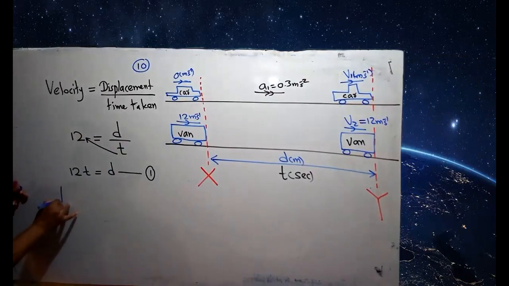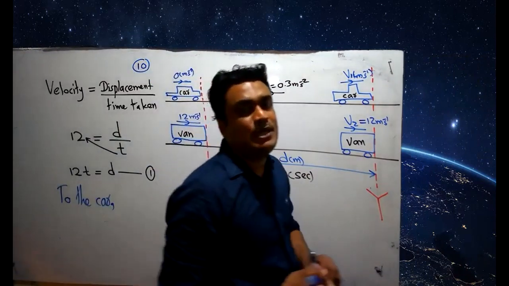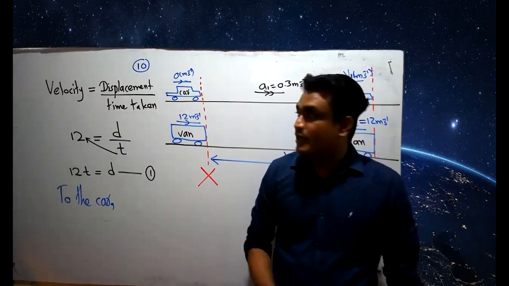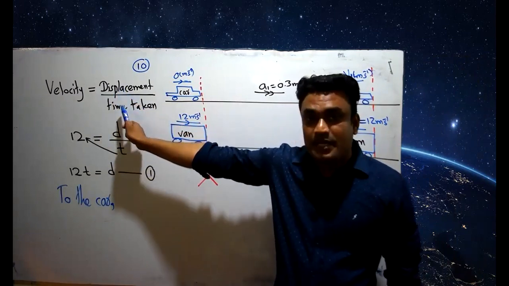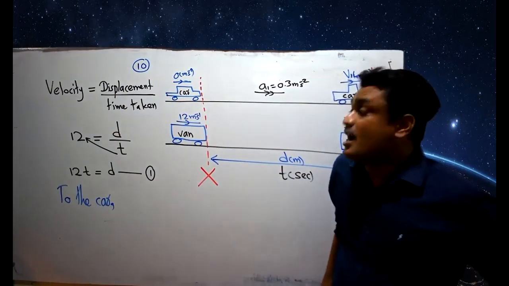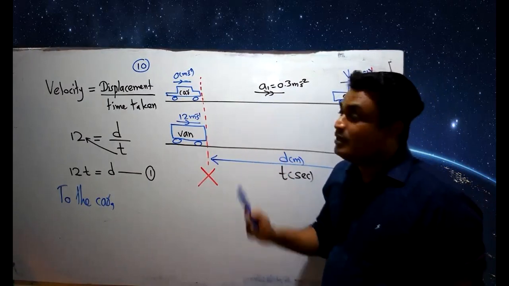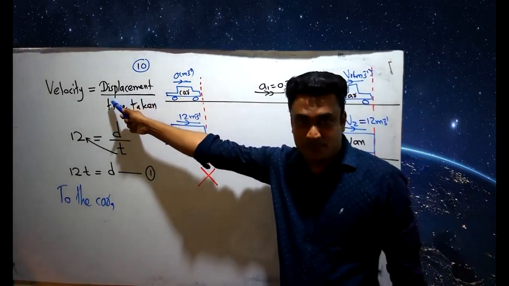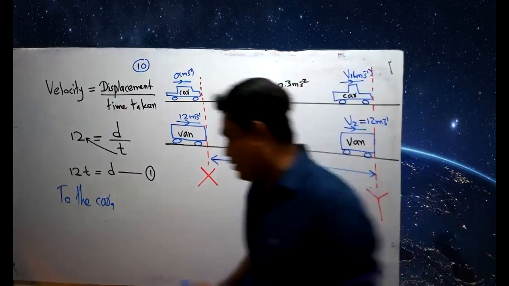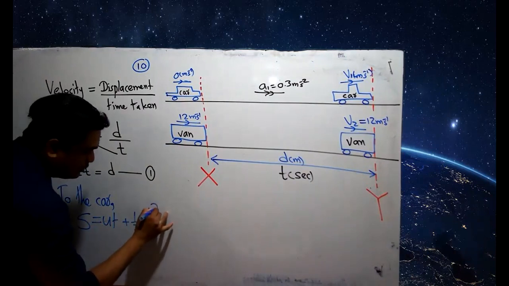Let's apply this equation to the car. Can we apply velocity equals displacement divided by time taken for the car? Can or can't? Can't, because the car has an acceleration. So when an object moves with an acceleration, we cannot apply velocity equals displacement divided by time taken. When an object is moving with an acceleration, we should use the equation S equals ut plus half at square.